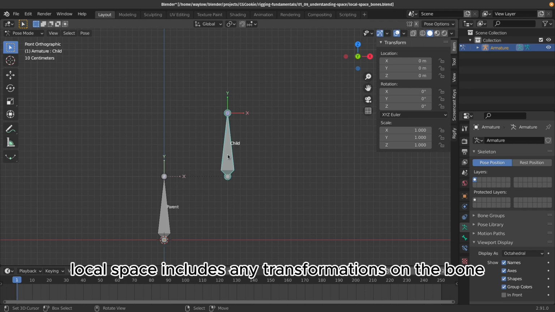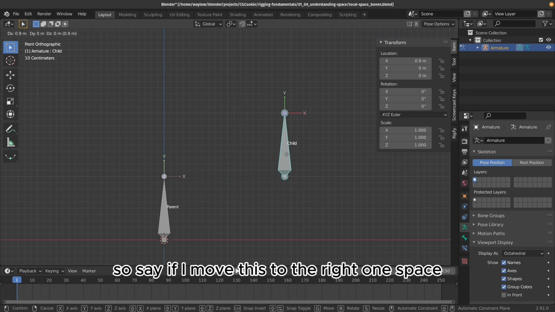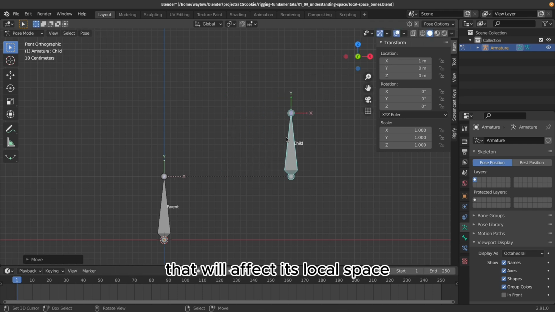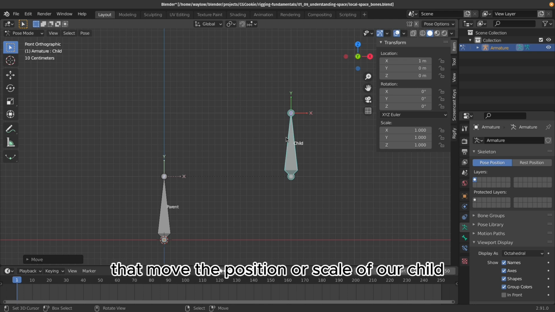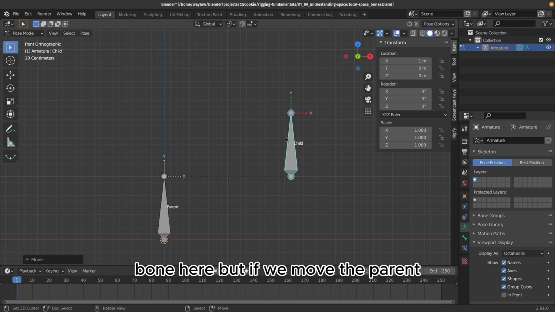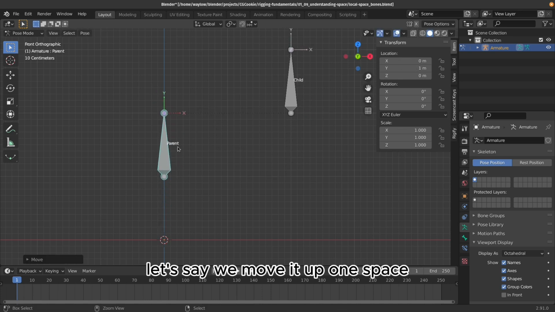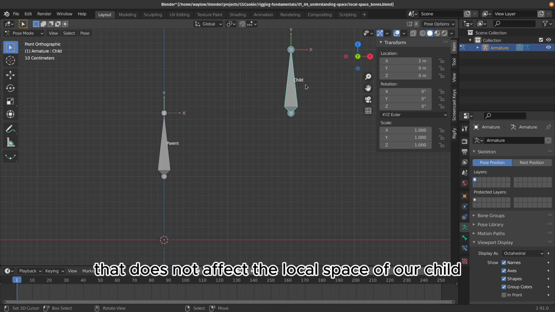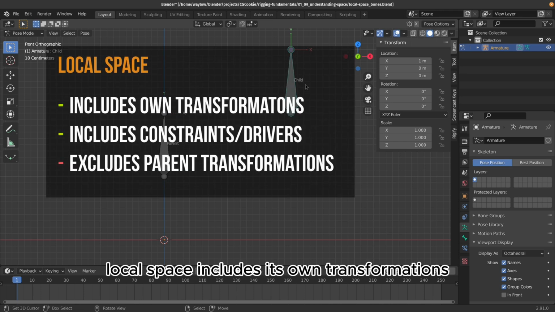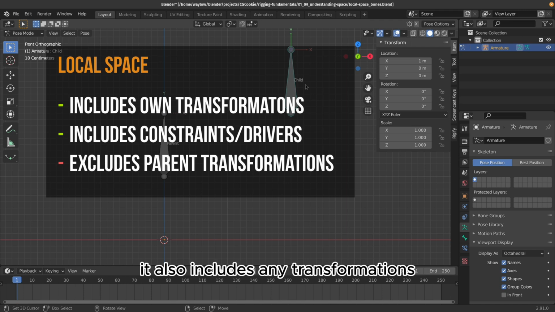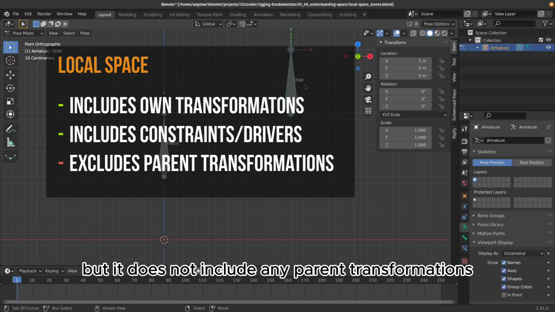Now local space includes any transformations on the bone. So say if I move this to the right 1 space, that will affect its local space, that is a change, as well as any constraints or drivers that move the position or scale of our child bone here. But if we move the parent, let's say we move it up 1 space, that does not affect the local space of our child. So just in summary, local space includes its own transformations. It also includes any transformations from constraints and drivers, but it does not include any parent transformations.